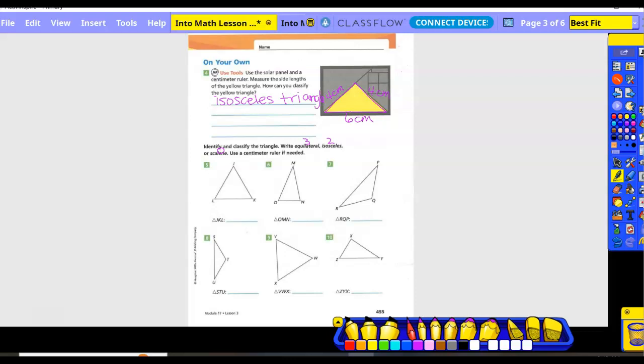So what'd you get for JL? 3.5 centimeters. What about JK? And then what about LK? Okay, so it's a what type? Equilateral.